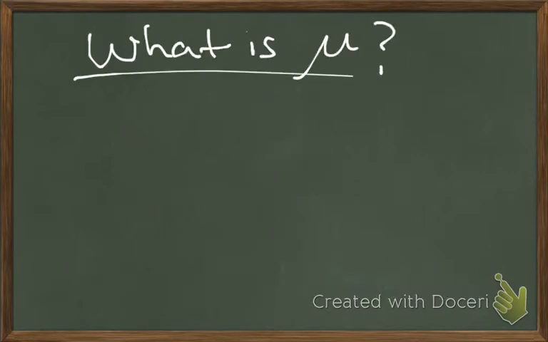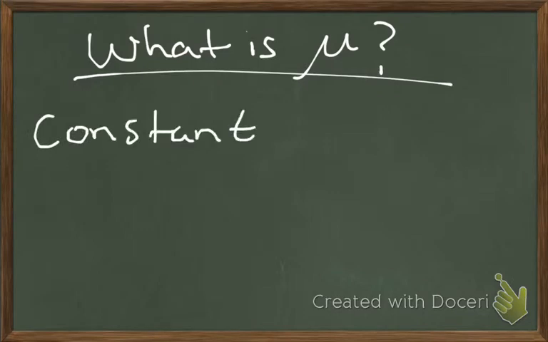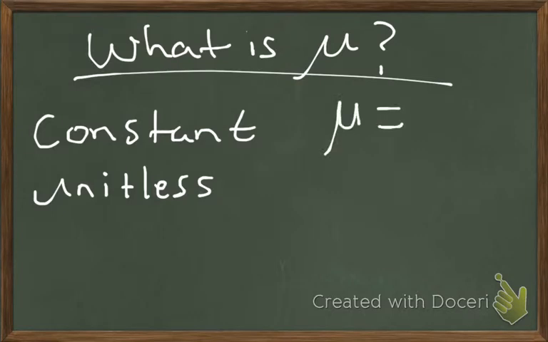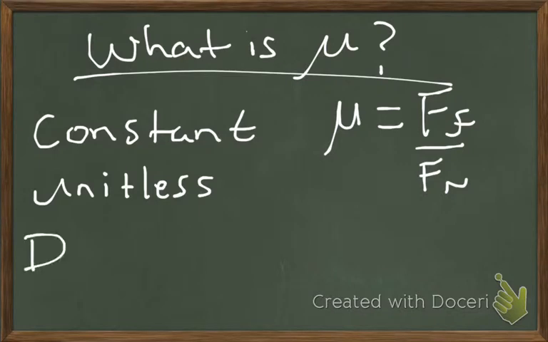Okay? What is it? It is a couple of facts. It's a constant number. It has no units, because if you look at the equation here, if you solved it for mu, you would have a force over a force. So you would have newtons over newtons, and they would cancel. So when you actually look up numbers for mu for different situations, they are just pure numbers.